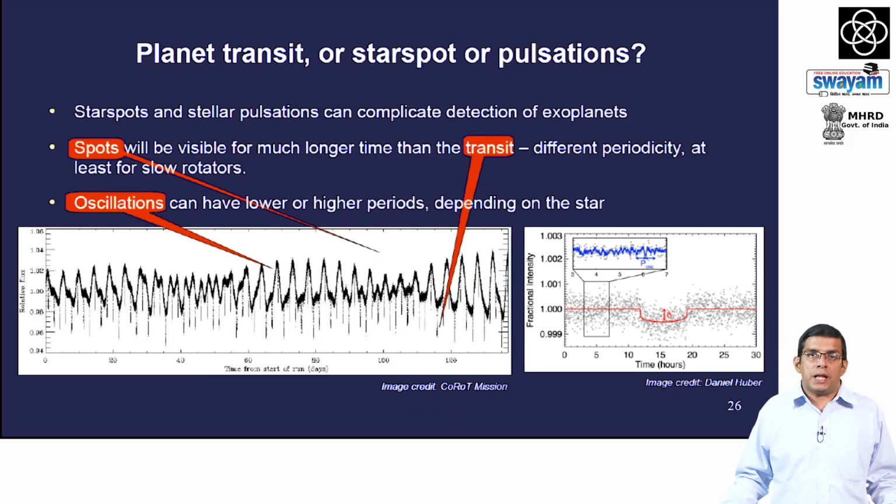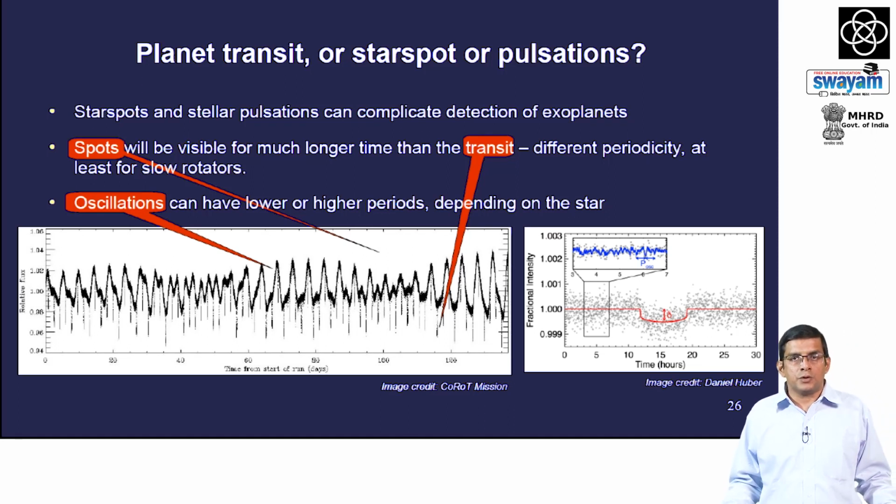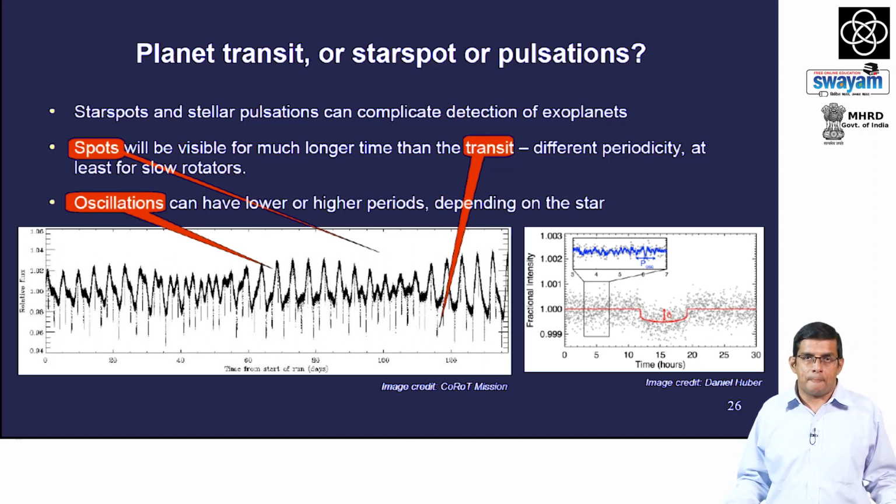But sometimes planet transits can be confused with star spots or pulsations, because as the star rotates, the spots on it also rotate, which mimics the light curve of a transit. But usually stars are slow rotators, and the planet transits last only a few hours, whereas a star like the Sun rotates only about once in a month. So, the time scales of the star spot rotation and the transit are quite different.